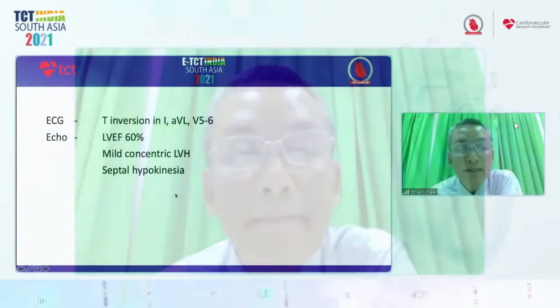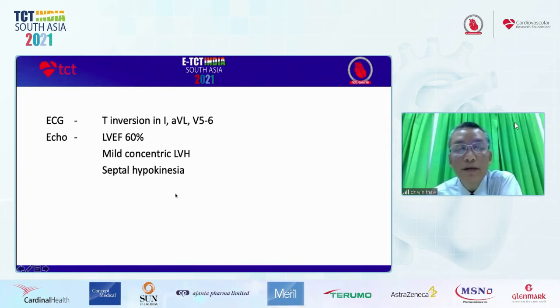He has cardiovascular risk factors of hypertension and diabetes mellitus. His HbA1c is 7.8%. He has a comorbid condition of chronic hepatitis B virus infection, and his creatinine is 2.1 milligram per deciliter. Estimated GFR is 36 ml per minute, so CKD stage 3B. His ECG showed T inversion in 1, aVL, V5, V6, and echo LVEF is 60%, mild concentric LVH, apical hypokinesia only.